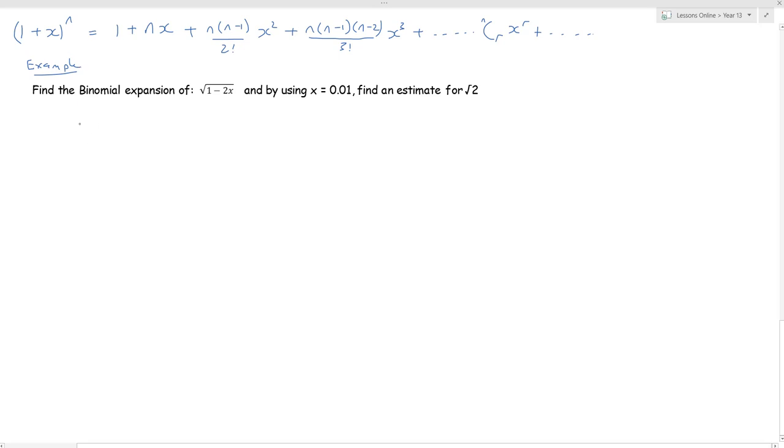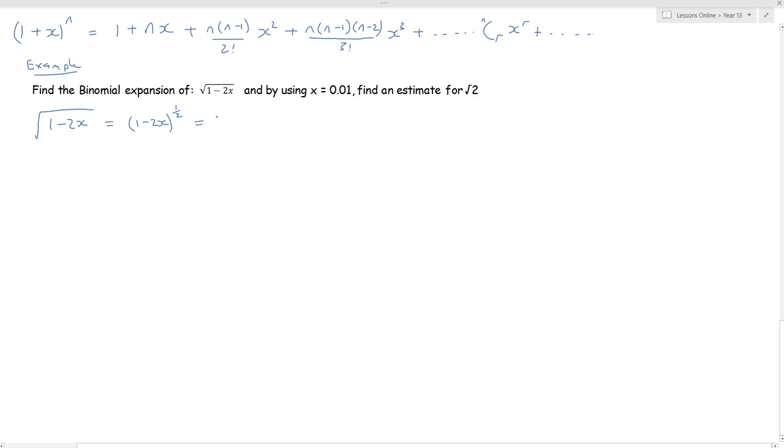So we've got 1 minus 2x, the square root of it. Well, that's going to be equal to 1 minus 2x to the power, correct, a half. Now I think you can expand that, so hit the pause button, expand it, and then when you're ready to have a look at this, hit play again.